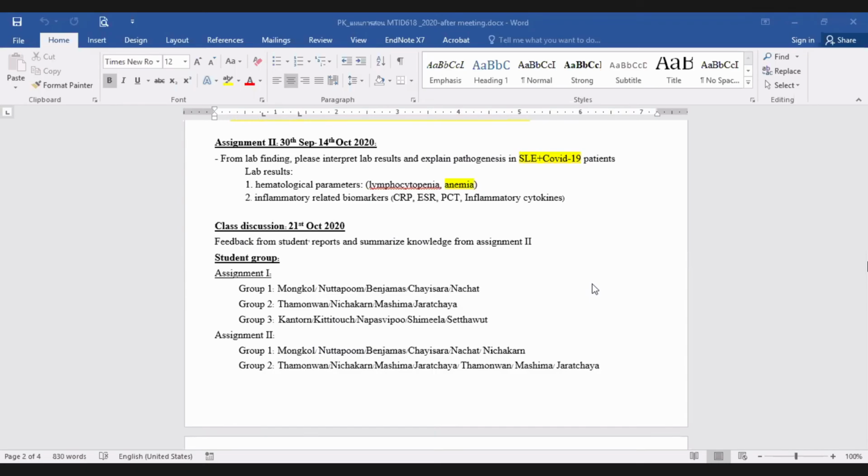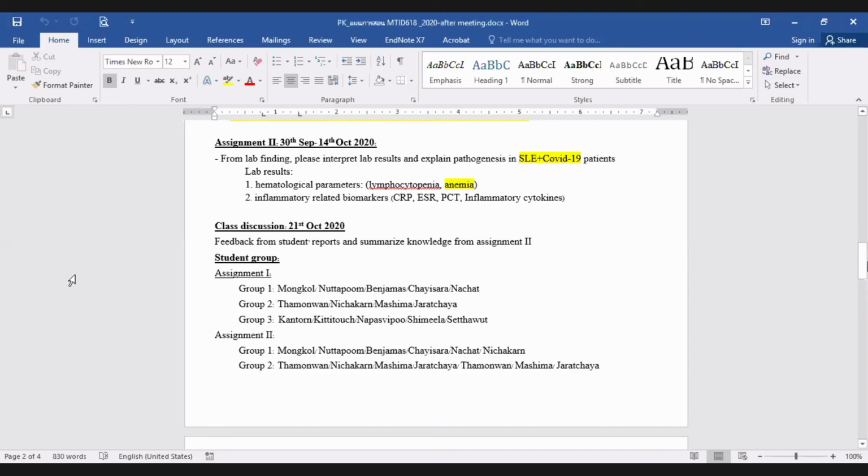Don't come with the words like lymphocytopenia because of T cell apoptosis. No. How does the virus induce T cell apoptosis? Okay. Go into detail. Why do the patients have anemia? Don't tell us like ferritin is decreased. No. Tell us about pathophysiology plus pathogenesis.